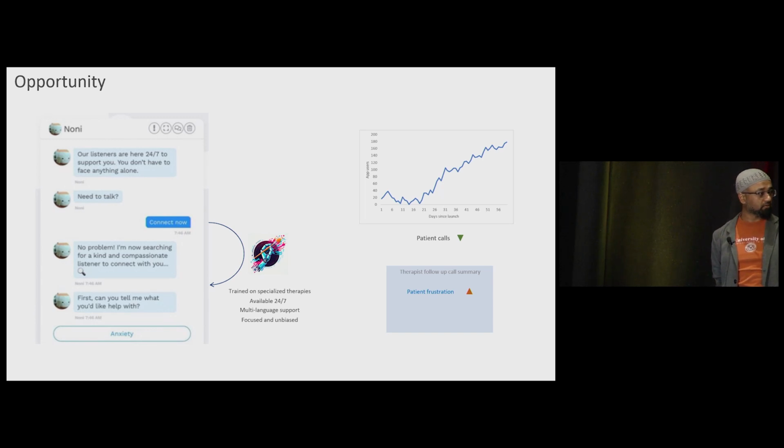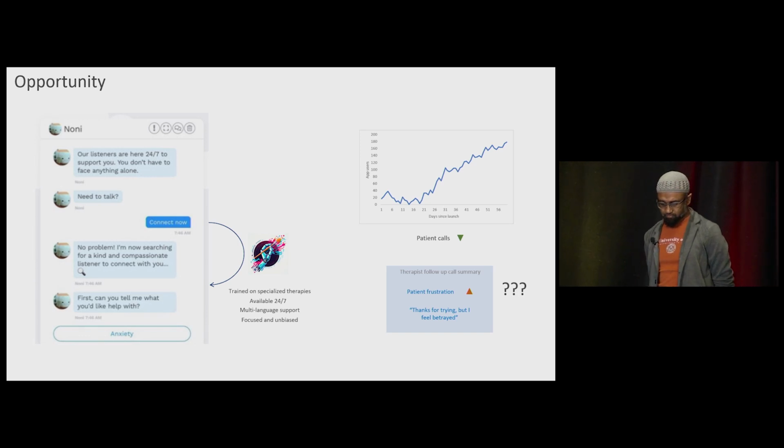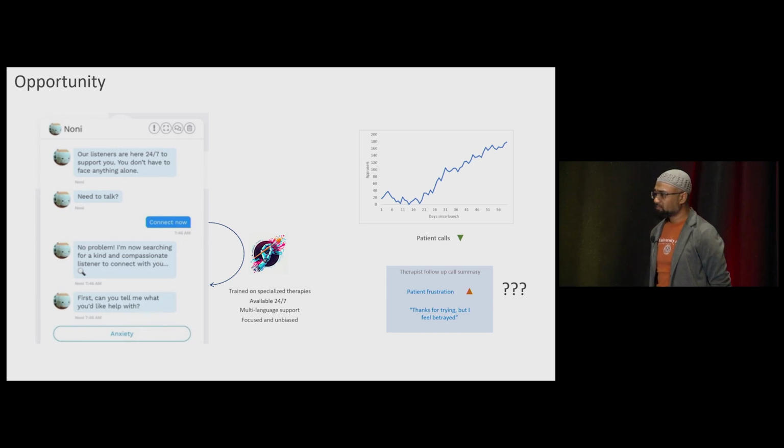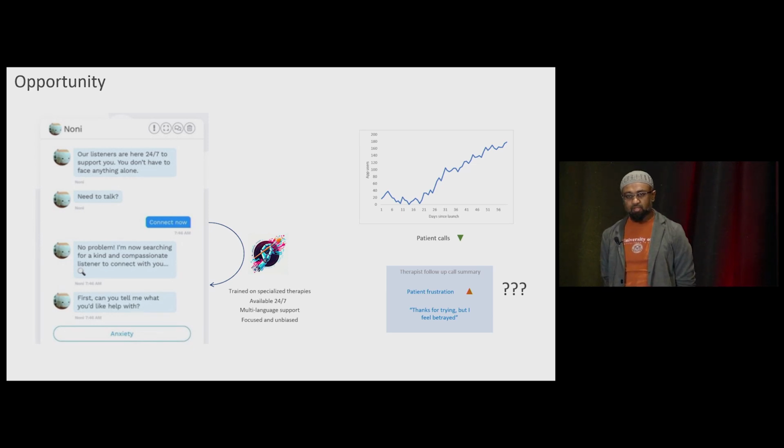Patient frustration was high. And when we dug deeper and spoke to some of these patients, this is what was common. "Thanks for trying, but I feel betrayed." "Betrayed why?" "Because when I was at the edge of the line, and when I shared my feelings, and when I shared the fact that I was vulnerable, the system responded, I know how you feel. So an AI system that has no feeling is telling me it knows how I feel. And that was the last straw."